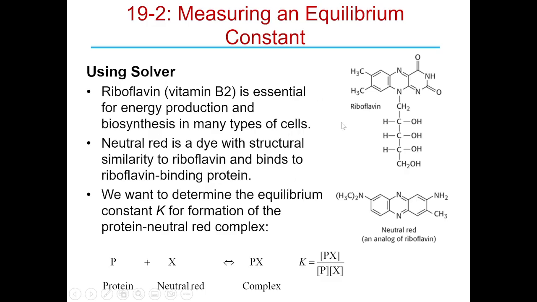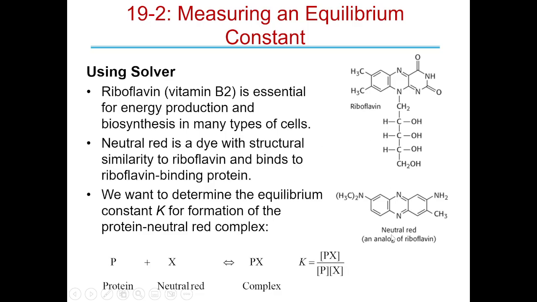All right, so let's talk a bit more about using Solver. So riboflavin, vitamin B2, this is essential for energy production and biosynthesis in many types of cells. Here's riboflavin, vitamin B2. Neutral red is a dye with a structural similarity to riboflavin. It binds to riboflavin binding proteins, and so this is neutral red. It's an analog of riboflavin. You can actually see the analogous portions, can't you? It's visually quite analogous, which is nice.